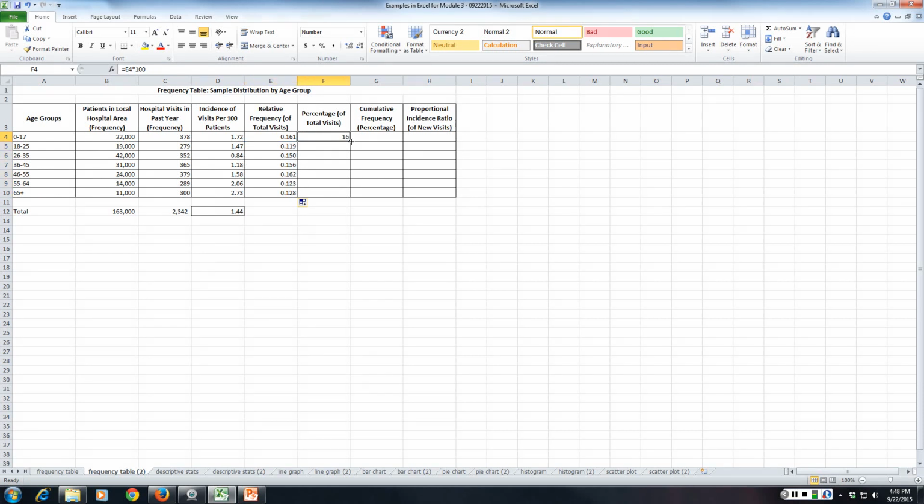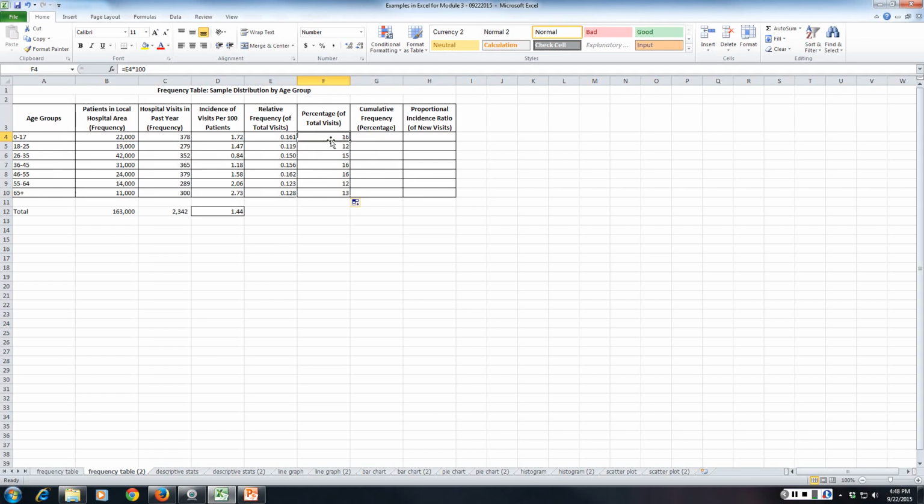This column here multiplied by 100, we can simply drag it down, copy, and we get the relative frequency in terms of a percentage number. And so you can see those with the greatest percentage of the total visits in the population are those in the 36, 45, 46 to 55, and 0 to 17 categories.